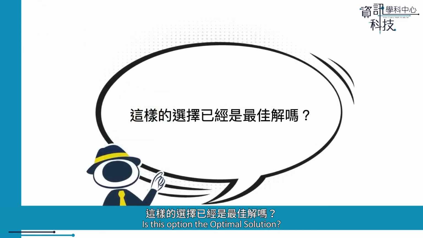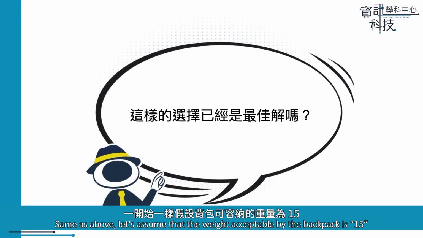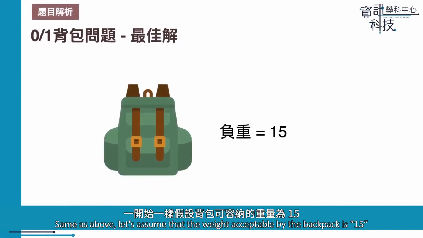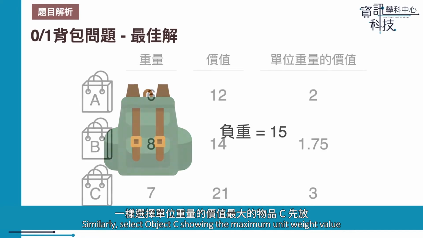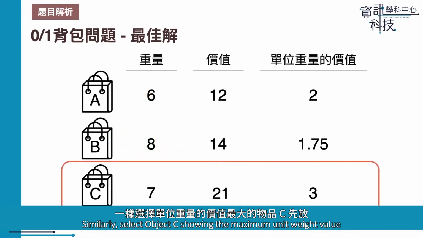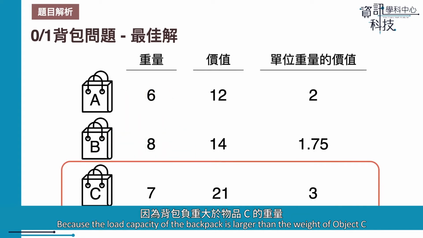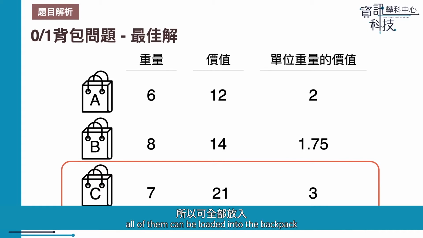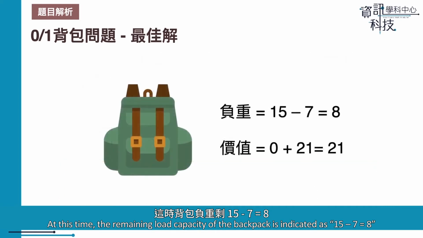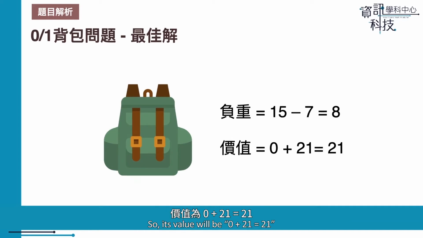Is this option the optimal solution? Let us take a look at the other options. Same as above, let's assume that the weight acceptable by the backpack is 15. Similarly, select Object C showing the maximum unit weight value. Because the load capacity of the backpack is larger than the weight of Object C, all of them can be loaded into the backpack. At this time, the remaining load capacity of the backpack is indicated as 15 minus 7 equals 8, so its value will be 0 plus 21 equals 21.